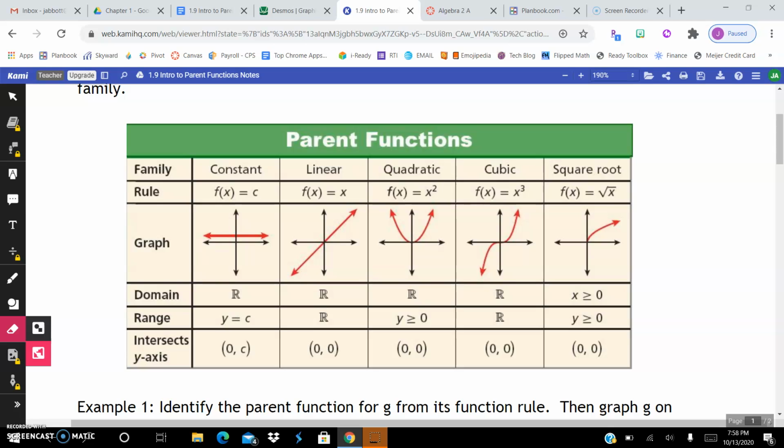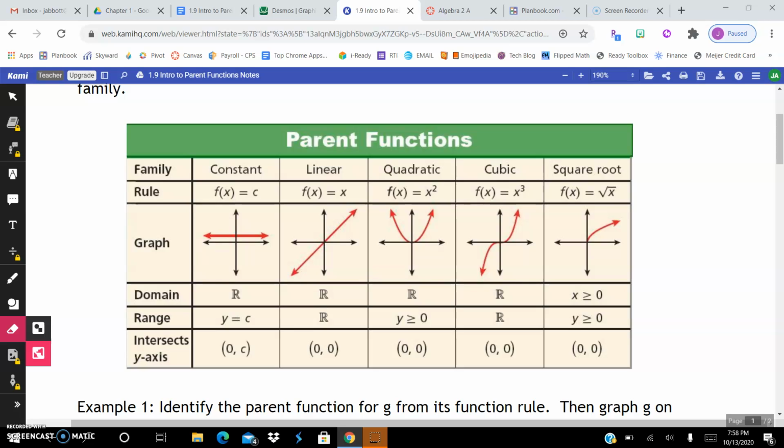that equation. Moving over to linear, the parent function is f of x equals x. It's just going to be a straight line. It's going to go through the point 0, 0, so that's going to be its y-intercept. Its domain and range are all real numbers, so it goes on forever in both directions.